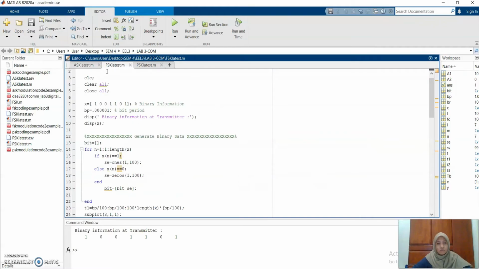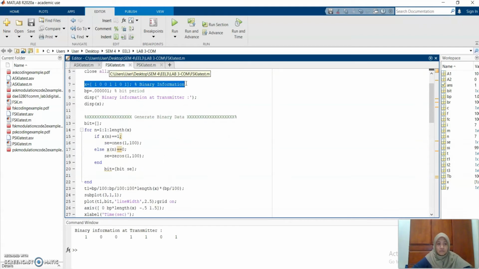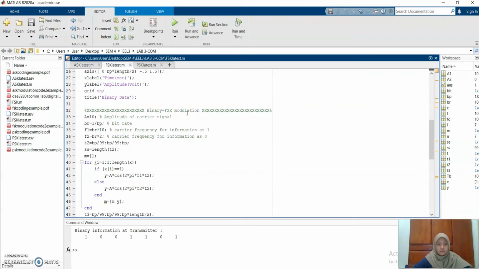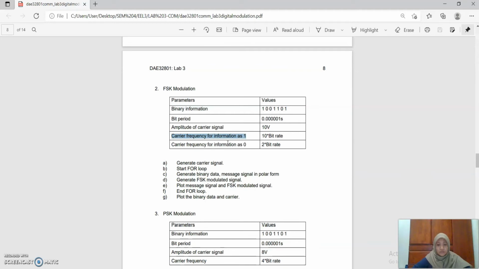Next we move to the FSK modulated signal. Just like ASK, we need to generate the binary data first, using the same binary information and bit period. We need to change here to the binary FSK modulation signal. The first one is the amplitude of the carrier signal, which is A equal to 10. BR is the bit rate. F1 and F2: F1 is the carrier frequency for information 1 and F2 is the carrier frequency for information 0. F1 is 10 multiplied by bit rate, and for information 0, F2 is 2 multiplied by bit rate.